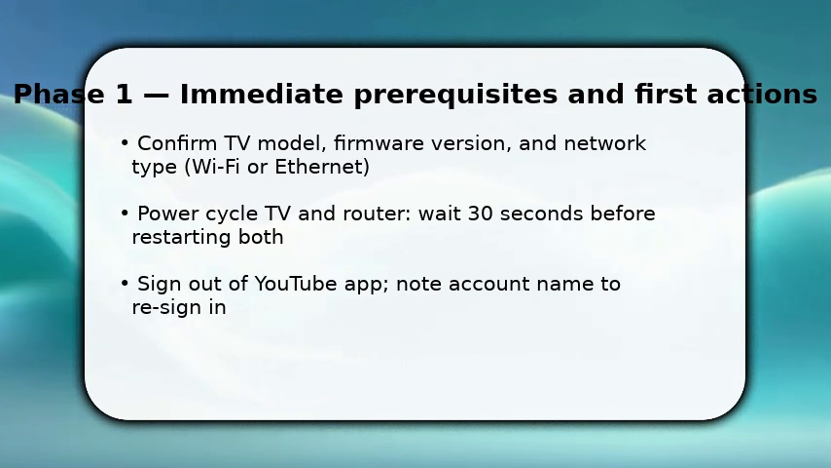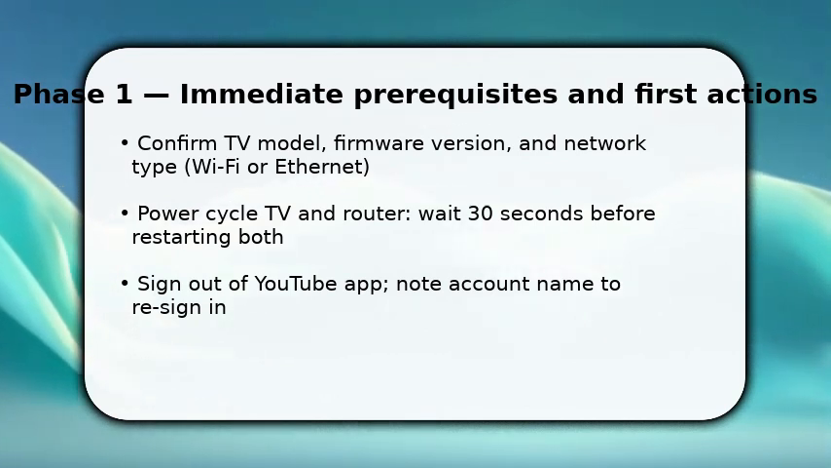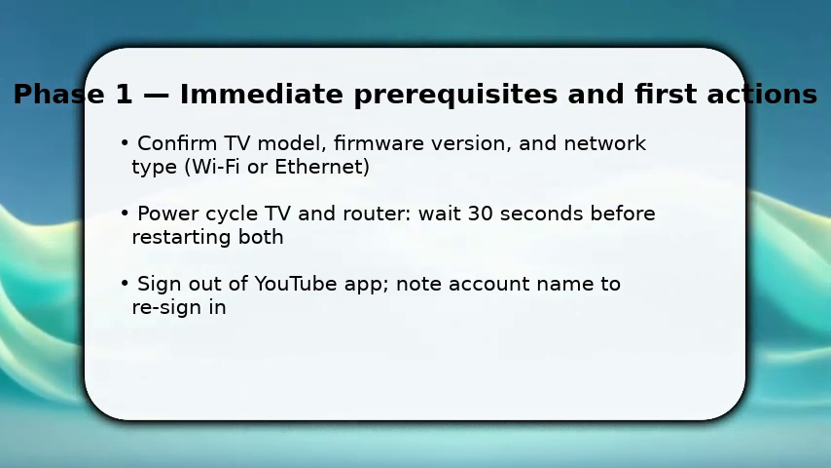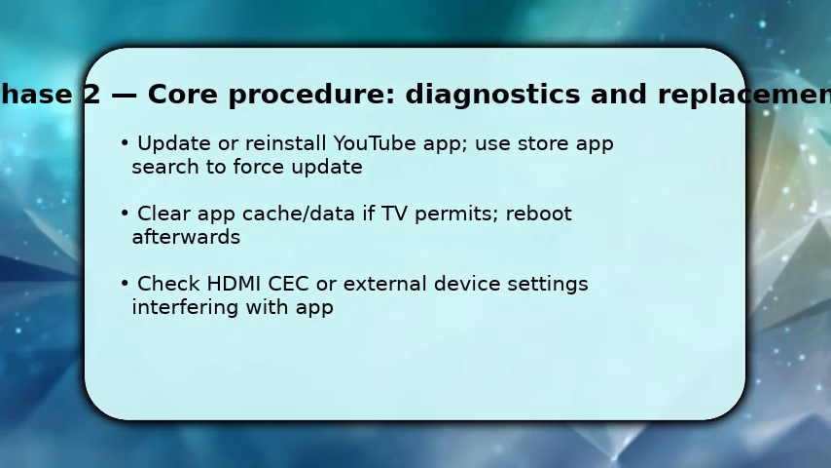Sign out of the YouTube app now so you can test a fresh session. This isolates account sync problems. Once done, make sure your network shows full strength and that the TV's date and time are correct, since mismatches block connections. Next, update or reinstall the YouTube app.